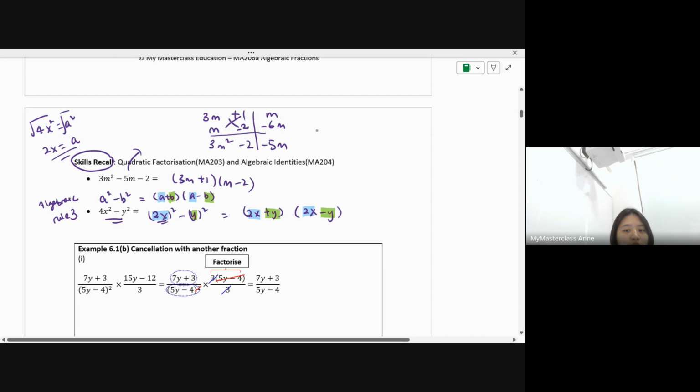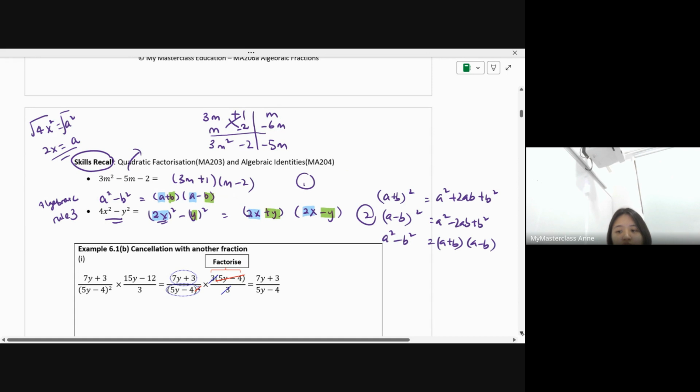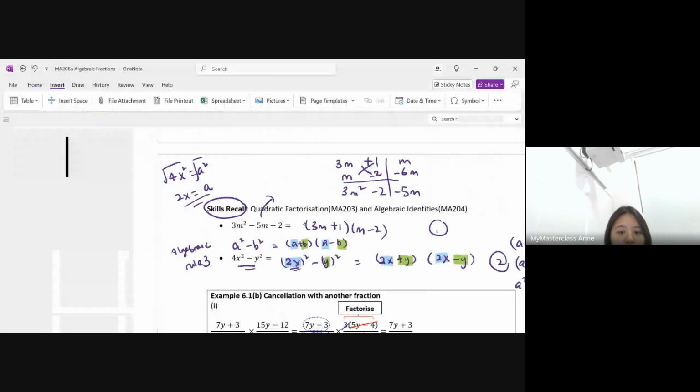So very important skills for you to use: number 1, normal factorization, and number 2, all the rules, not only rule 3. Rule 1, rule 2, and rule 3. Rule 1, a plus b squared. Rule 2, a minus b squared. Rule 3, a squared minus b squared. So just recap: a squared plus 2ab plus b squared, a squared minus 2ab plus b squared, a plus b times a minus b. That's it.